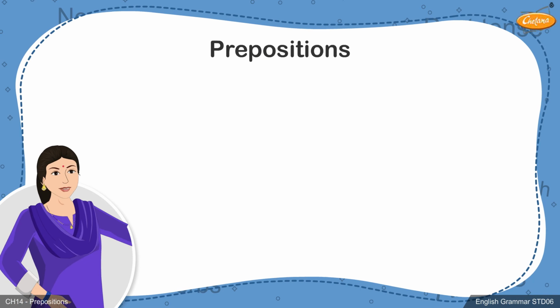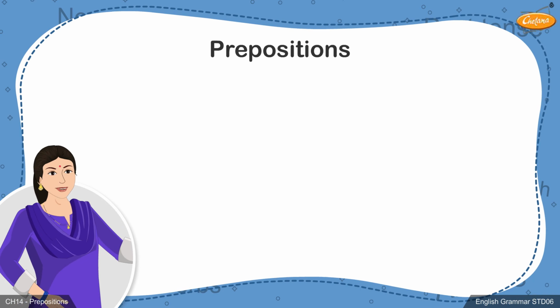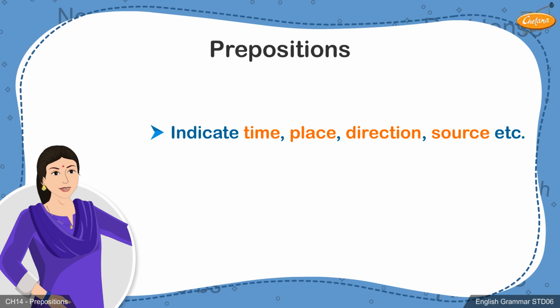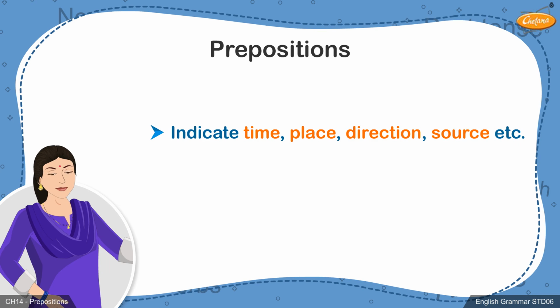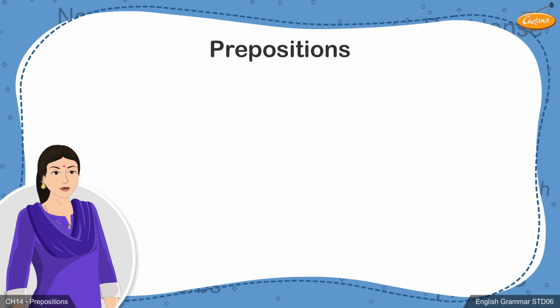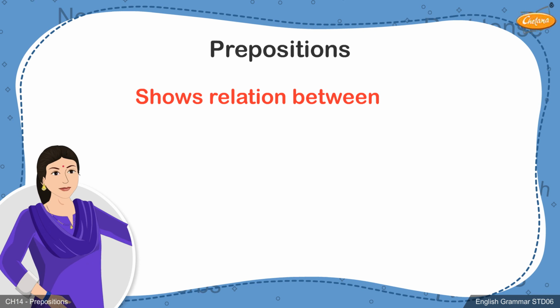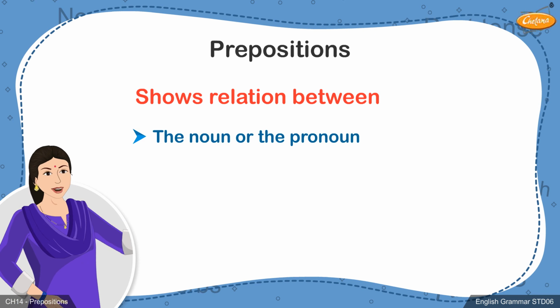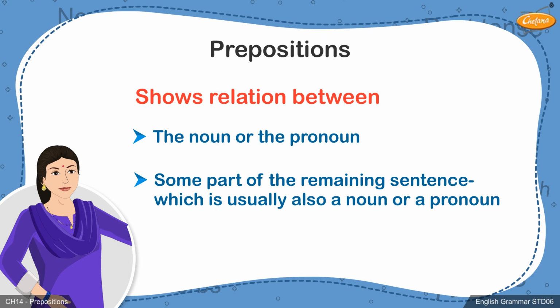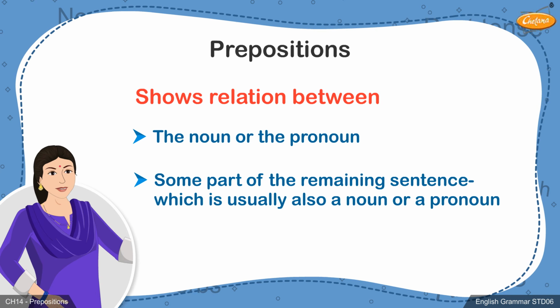Students, you will notice the name itself suggests that the word is going to indicate the relation between nouns in terms of time, place, direction, etc. A preposition is defined as a word which is placed before a noun or a pronoun. As we have already discussed, a preposition shows the relationship between certain words in the sentence, namely between the noun or the pronoun, some part of the remaining sentence, which is usually also a noun or a pronoun.